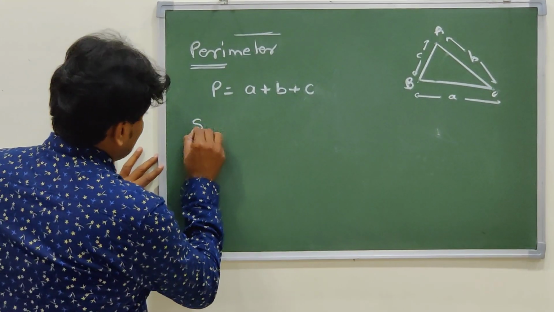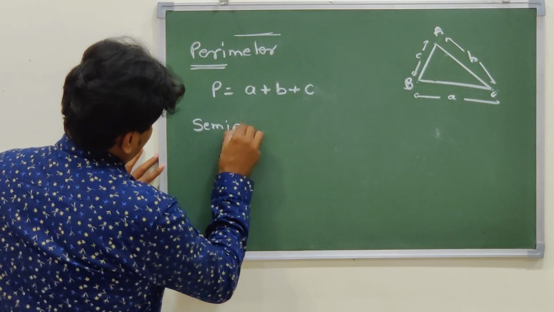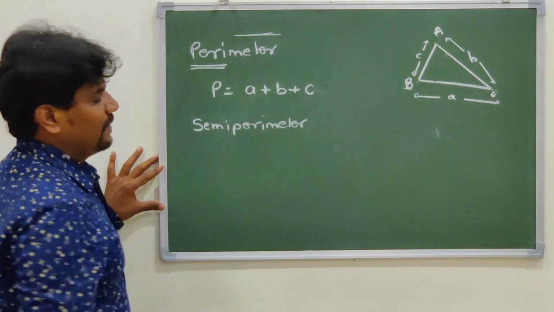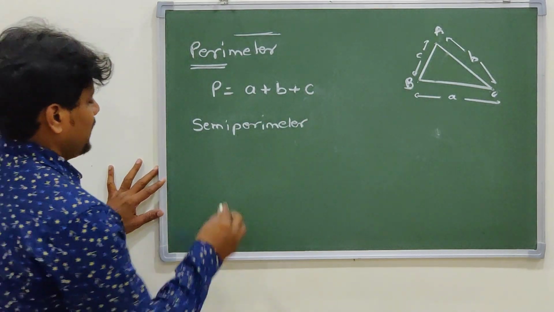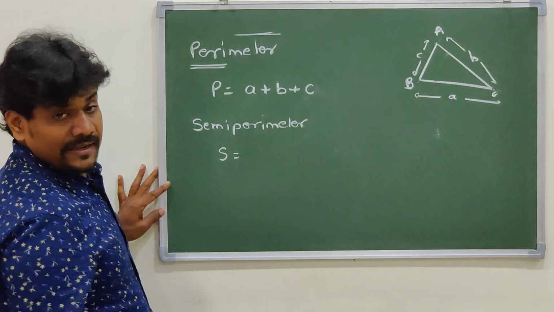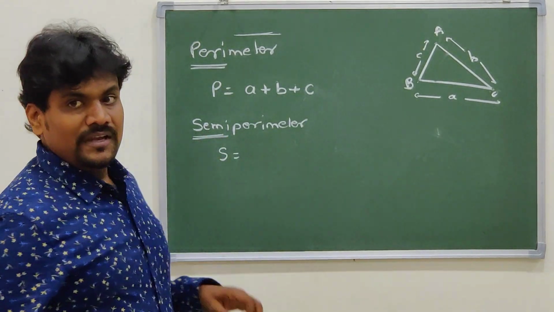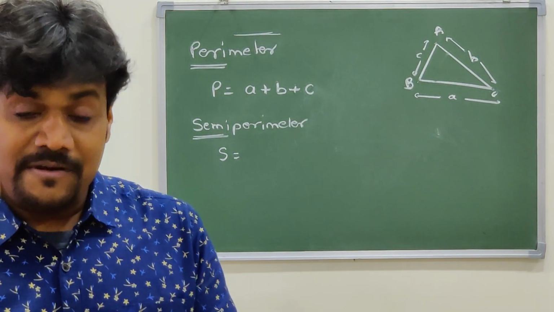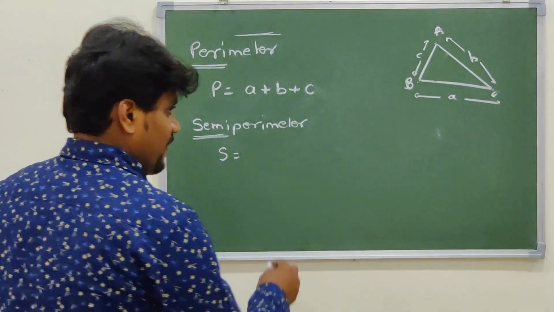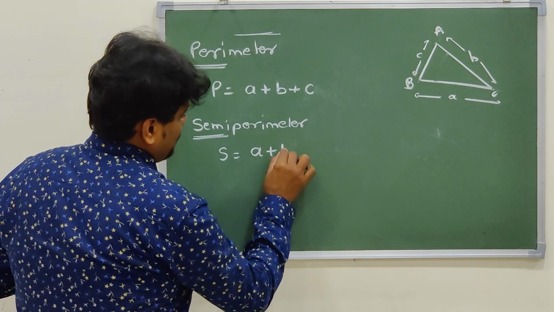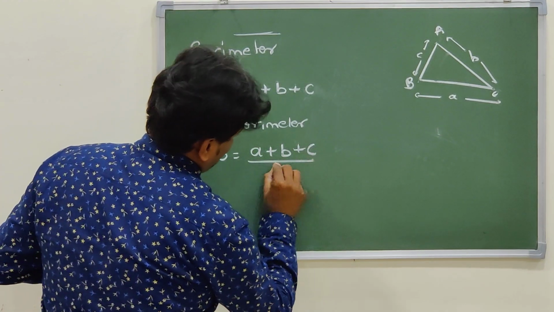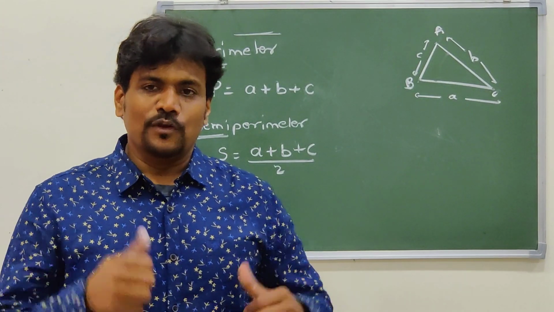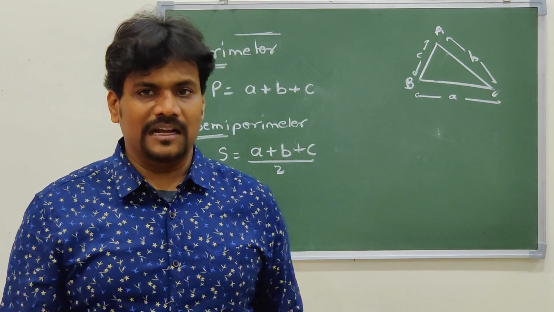Now learn the word semi-perimeter. What is that? It's denoted by S. Semi, wherever it is used, means half. Semicircle is half a circle. Semi-perimeter is half the perimeter. So you have (A plus B plus C) by 2 as the semi-perimeter. So we know the perimeter now, we know the semi-perimeter now.